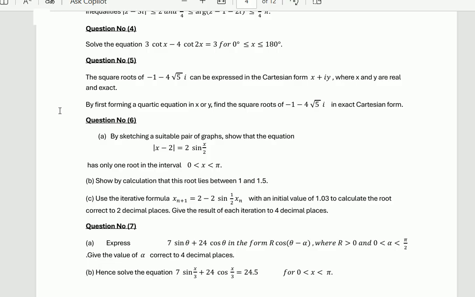Question number 6. By sketching a suitable pair of graphs, show that the equation |x - 2| = sin(x/2) has only one root in the interval 0 < x ≤ π. Part B is to show by calculation that this root lies between 1 and 1.5.